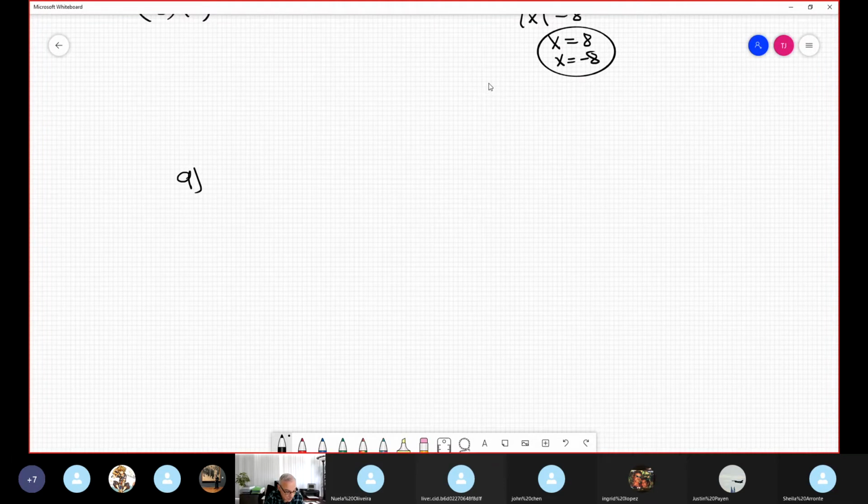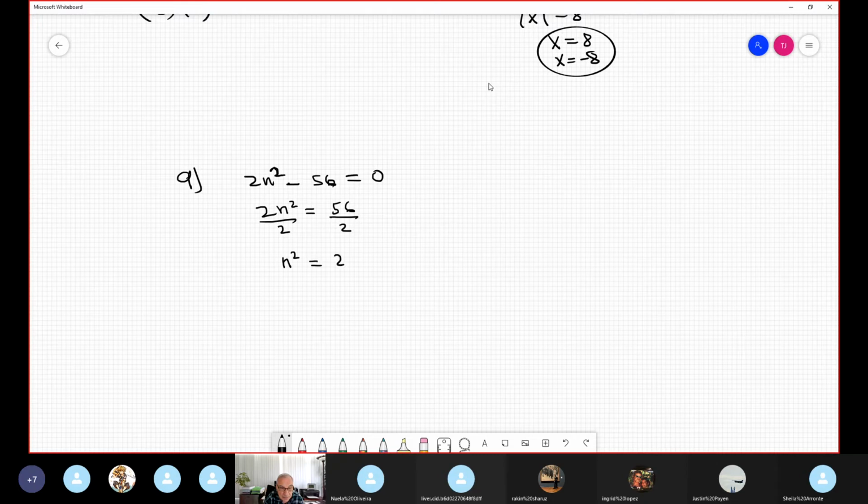Number 9 is 2n squared minus 56 equal to 0. Okay, what should I do? Well, again, identification, quadratic equation, b is missing. So, in my opinion, the best way to solve that is the square root. Because I am working as a linear equation, you solve for n squared. 2n squared is equal to 56, divided by 2 both sides. n squared is equal to 28.